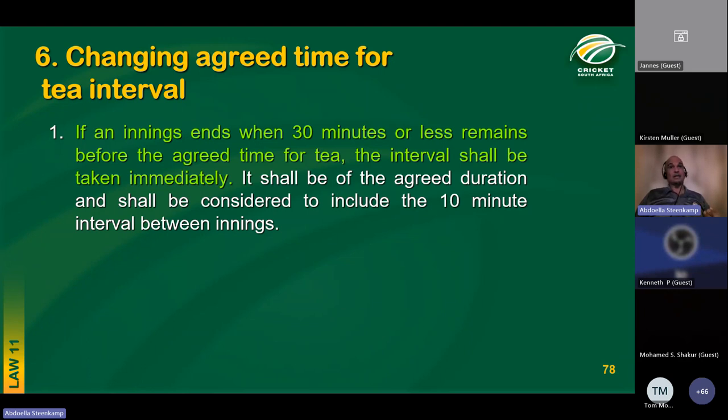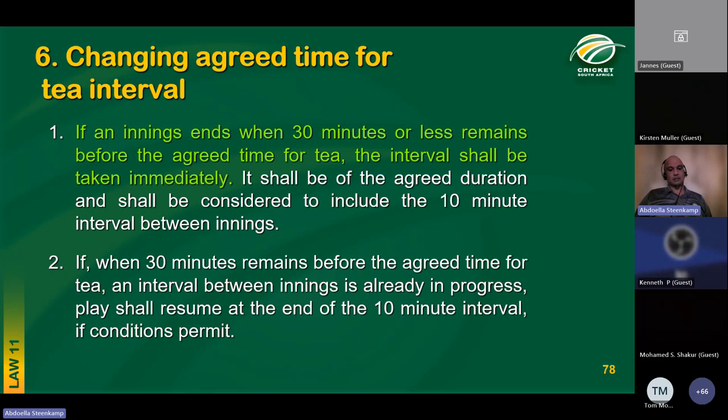So tea will be taken from 14:40. Tea will be our agreed duration. And the first ball after tea needs to be bowled at 1500 hours. So the same principle applies as for the lunch interval. The only difference here: for lunch it is if an innings ends 10 minutes or less. Tea time is if an innings ends 30 minutes or less. Then you'll take tea immediately.